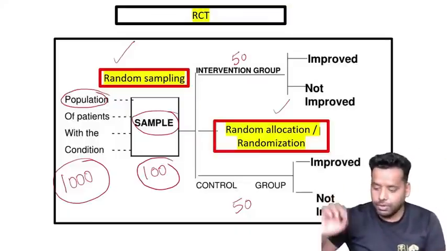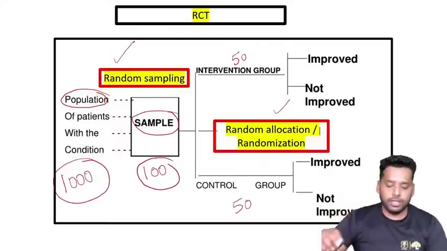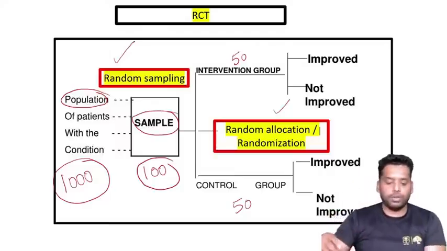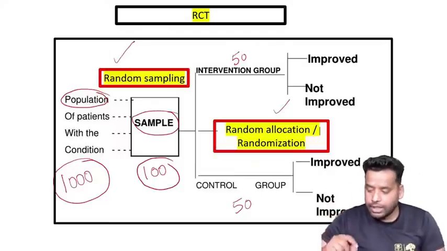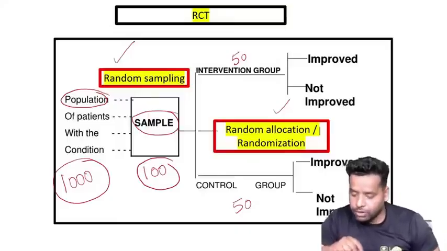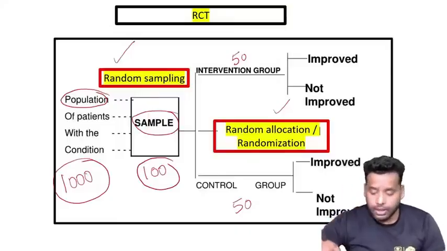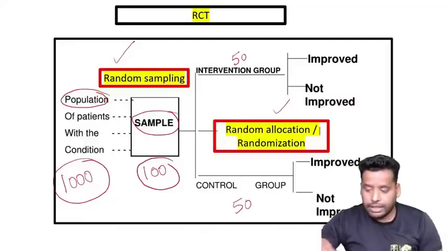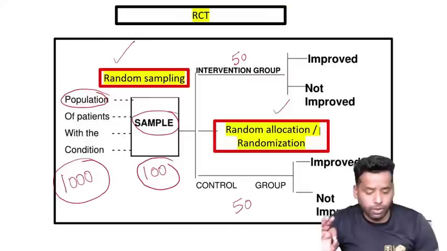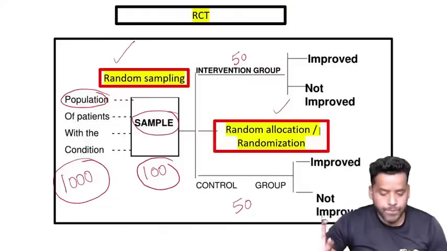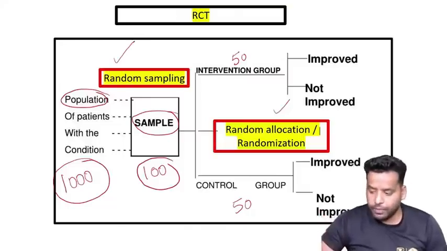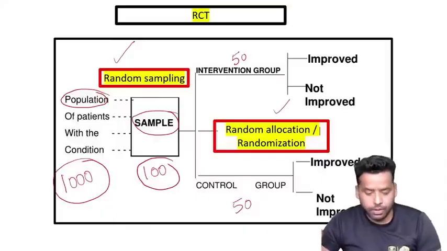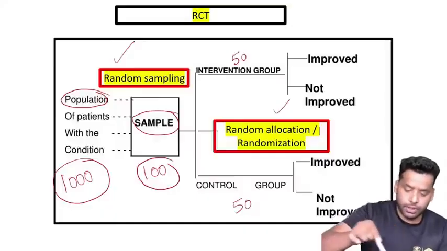Listen to the words properly. Random allocation or randomization will reduce selection bias during treatment allocation. True or false? See the words properly. Random allocation will reduce selection bias during treatment allocation. True or false? Very good. True statement. So step 1 is different, step 2 is different.